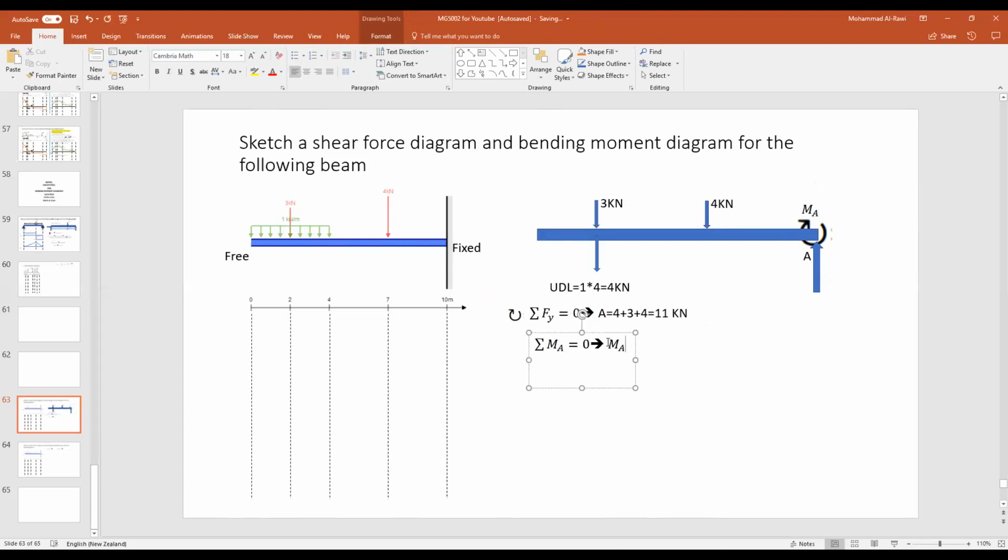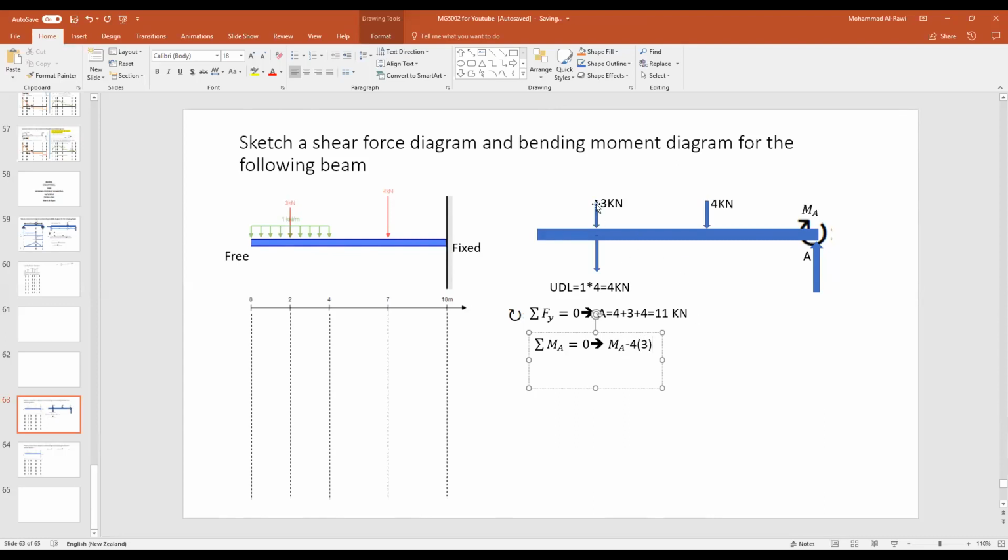All right, what do you have? Minus. Now, why minus? Because if you see, the 4 kilonewton will rotate counterclockwise. So 4 times the distance from 4 to MA, if you see from 7 to 10, is 3 meters. So times 3.